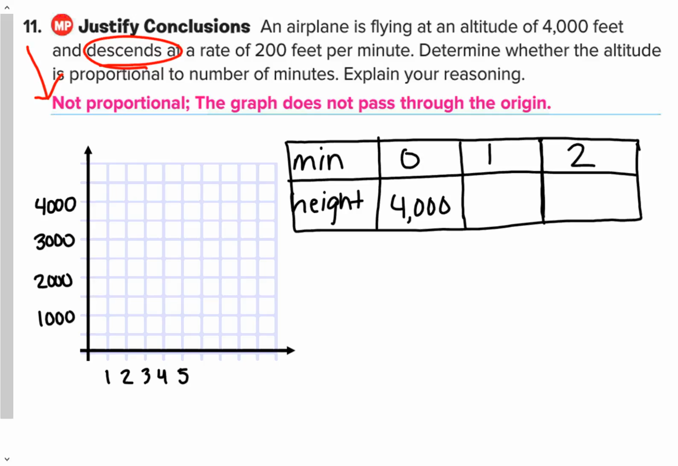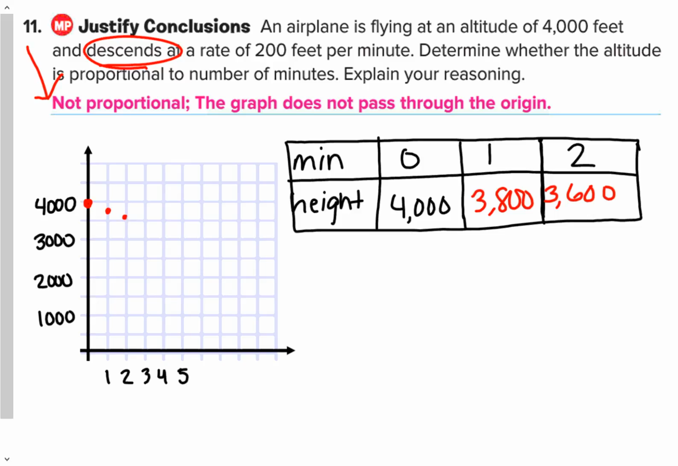So we're going to graph 0, 4,000. And then after 1 minute, it descends 200 feet. So that's going to be 3,800. After 2 minutes, it's another 200 feet. So that's 3,600. So if we're going to graph it, it's going to look something like this.